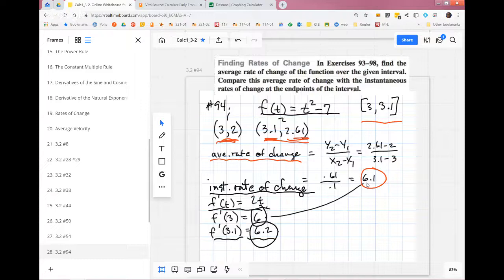But so average rate of change, you just have 2 ordered pairs and you're going to find the slope. That's it. Instantaneous rate of change, use your derivative, and then use your derivative at the point.